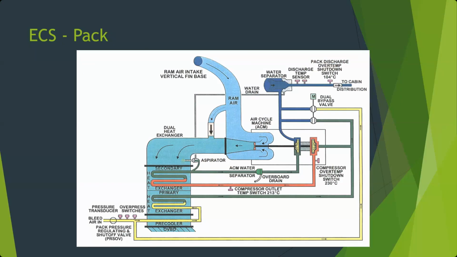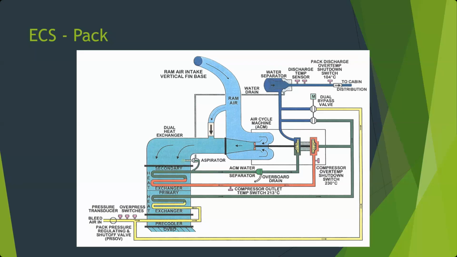Now a few other items that you see here. We have a water separator. Remember I said we don't want to send moist water into the cabin. So if there's water in it, we're going to separate it out before we send it to the cabin. The other thing here, there is another water separator before that expansion turbine.